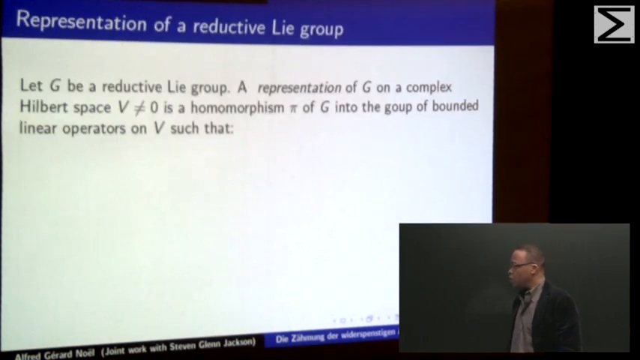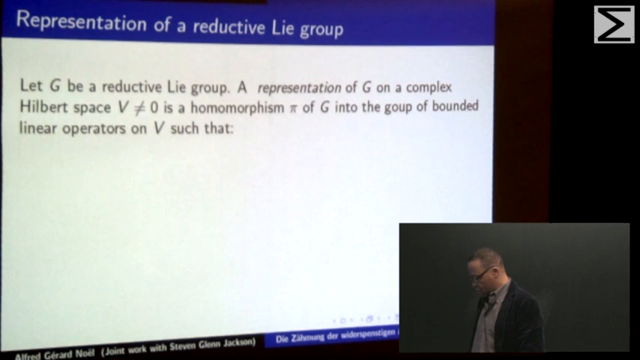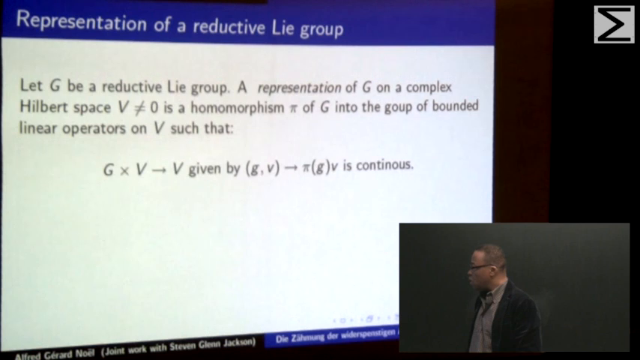A reductive group, you can think of as a group of invertible matrices over the complex numbers. A representation is basically on a complex Hilbert space V, and we are thinking in terms of the group of bounded linear operators, and we require that such a map be continuous. Now, if V is finite dimensional, you can really think of pi of g as basically an invertible linear transformation acting on V.